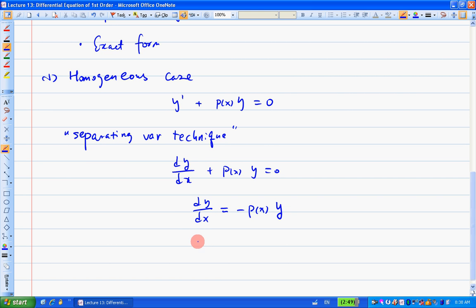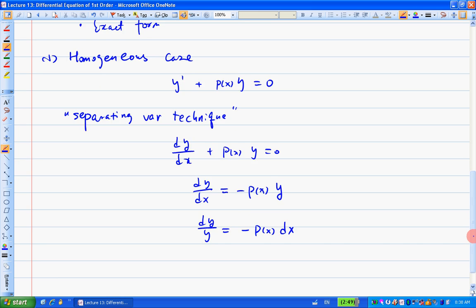With that operation, we get dy over y here, and negative p(x) dx here. Up to this stage, it is now separated variables, meaning we're putting all the y's together and all the x things together. Then you can integrate. So we integrate both sides.